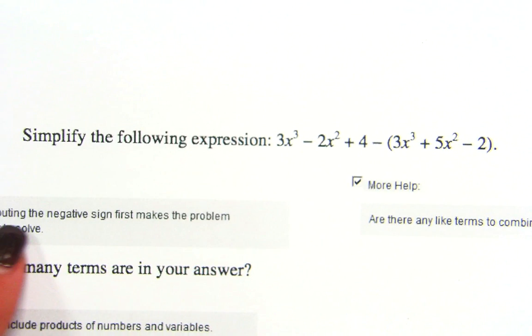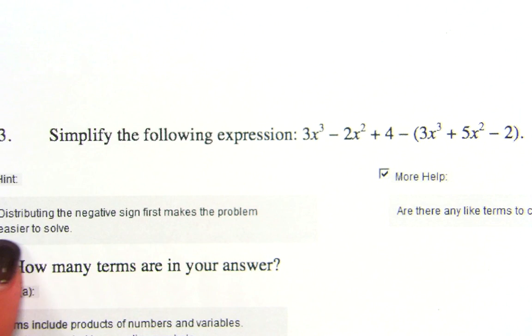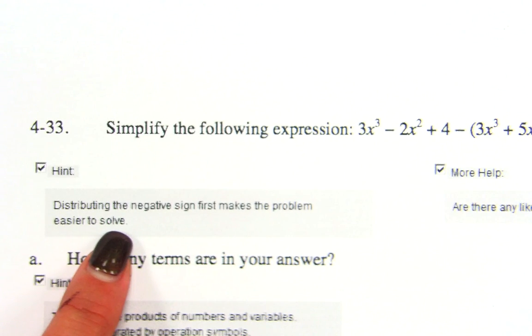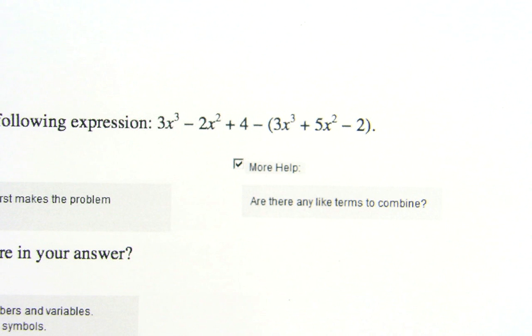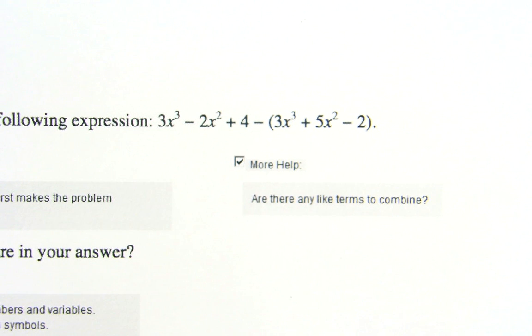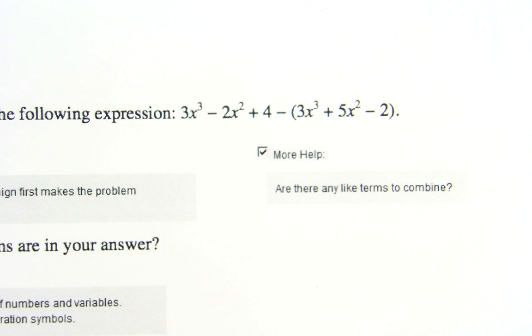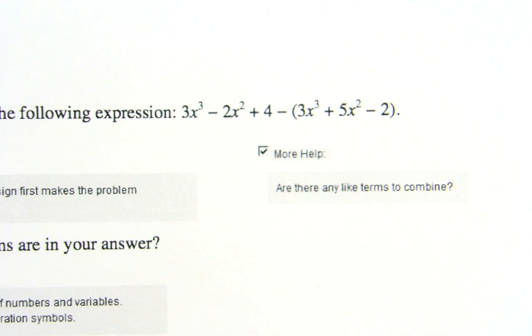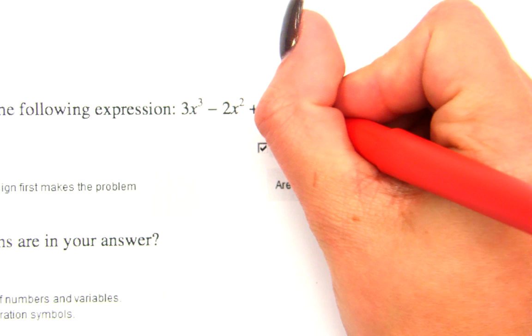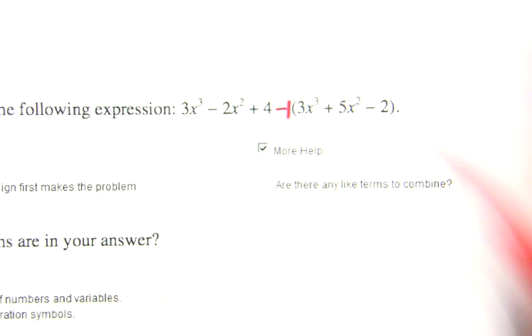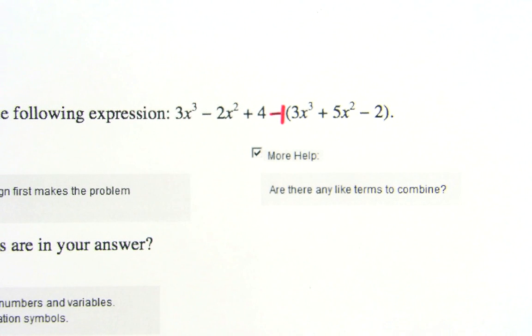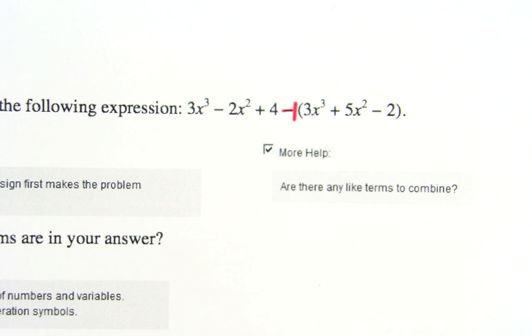It says distributing the negative sign first makes the problem easier to solve. That's your first hint. I don't really like the way that it says this, because as far as I know, we distribute numbers, not really negative signs. So I always have my kids put a -1 in front, because technically you have a -1. And then you can distribute to your heart's content.